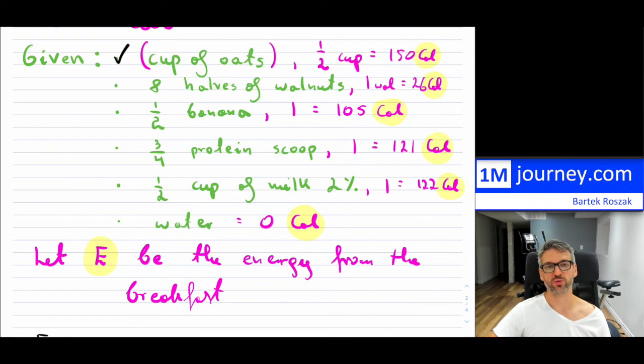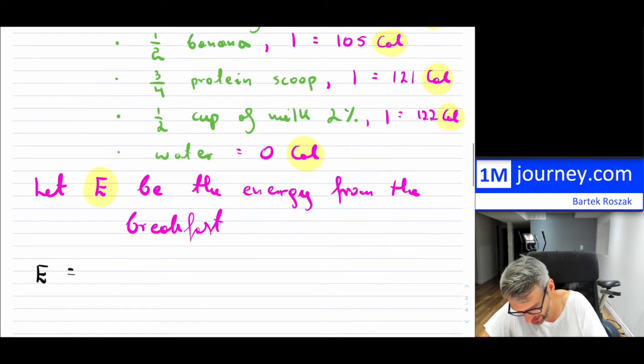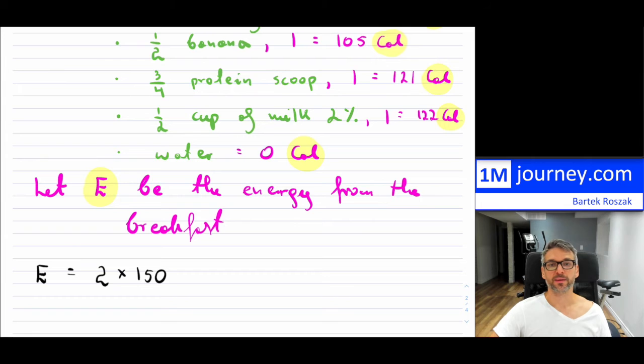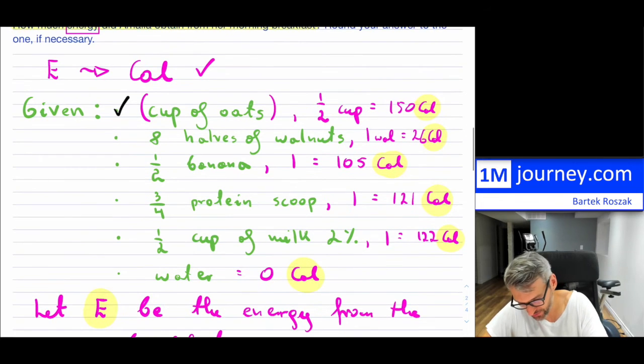Okay, that is equal to 150 calories. Well, we had a full cup, right? So what we have in here, we have to be careful. So we have 2 times 150 calories because we had 2 halves, which is equal to 1 cup. Okay, so that is my cup of oats.